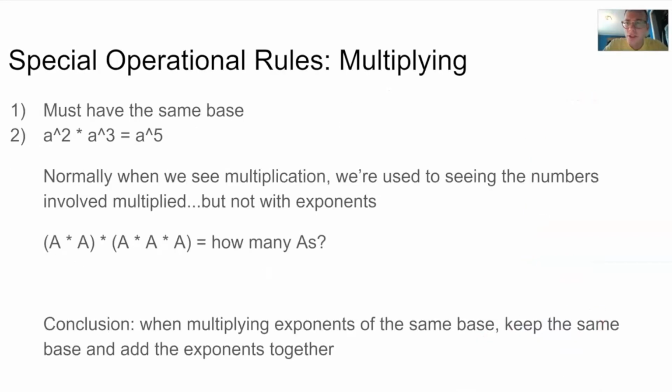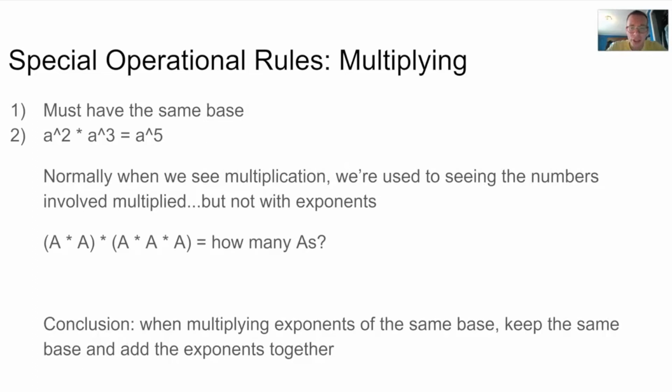Okay, let's move into some rules of certain operations when you're dealing with exponents. So for example, what happens when you have to multiply exponents? Well, number 1, they have to have the same base. So looking at our example with number 2 here, you'll see we have a to the second times a to the third. The answer is a to the fifth. Well, how did we get that?